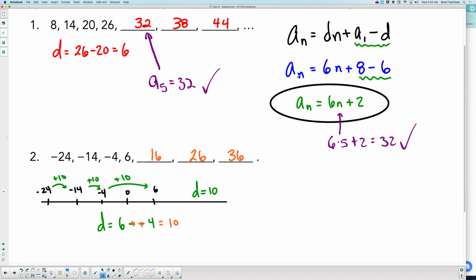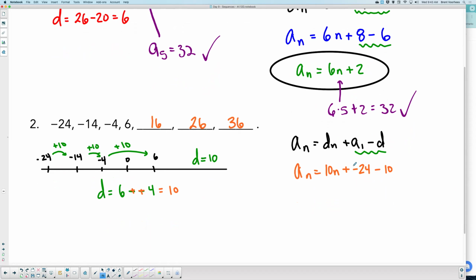Okay, so now let's write an equation. Remember, here's the equation I gave you on the previous slide. I said An equals dn plus a1 minus d. That's the formula you're going to use, where these two numbers will always simplify together. So let's plug in our values. On our problem, what is the letter d? 10. So you'll say 10n plus, what's our very first term? Negative 24 minus, what's our d? 10. Okay. Here I have a negative 24 minus 10 more.